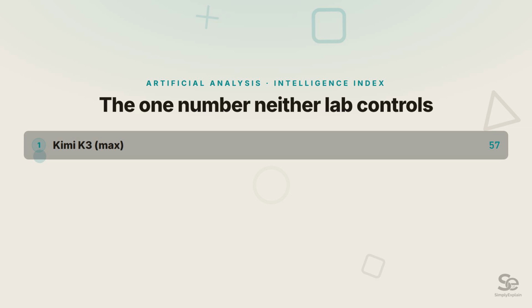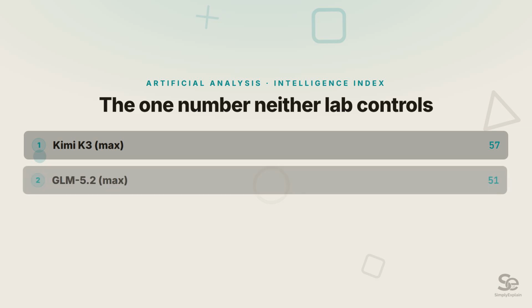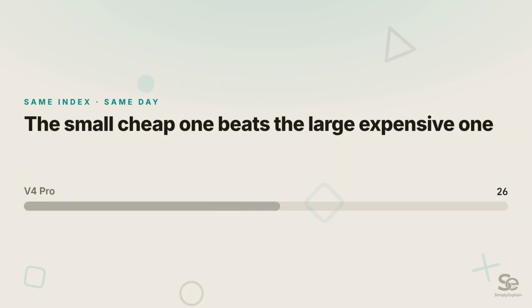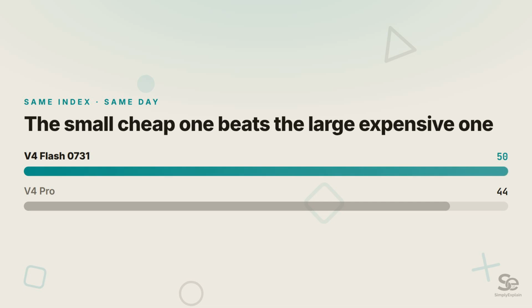On Artificial Analysis, Kimi K3 scores 57. GLM 5.2 scores 51. V4 Flash scores 50. Here's the part I did not expect. DeepSeek's own big model, V4 Pro, scores 44. The small cheap one beats the large expensive one by 6 points on the same index.